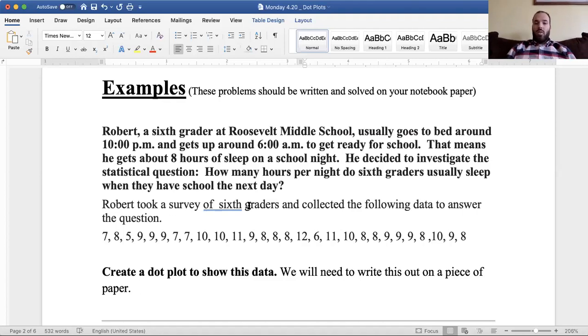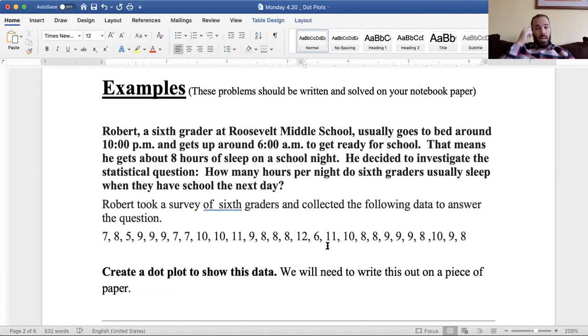It says Robert took a survey of sixth graders and collected the following data to answer the question. These are all the answers. He just went around the room. First person said 7 hours, next person said 8 hours, and these are all the answers he got. Now, when I'm looking at this, that is really hard to look at. I don't know what it means. I don't know what it says. It really doesn't give me a lot of information. It looks like a bunch of numbers.